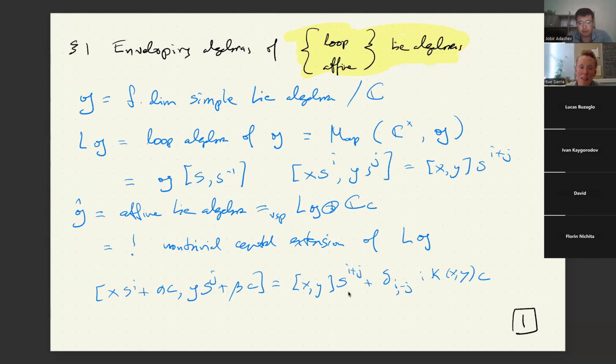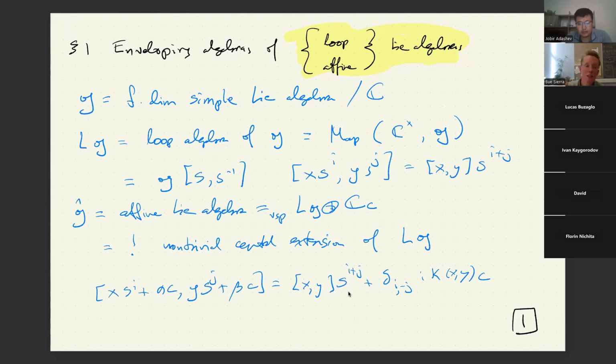So I've got x and y in the underlying Lie algebra g, and I've got x s to the i, y s to the j. Then to get their Lie bracket, I combine x and y with the Lie bracket in the finite dimensional Lie algebra, and then I multiply by the product of the polynomials, so by s to the i plus j.